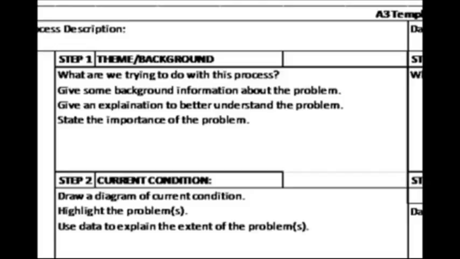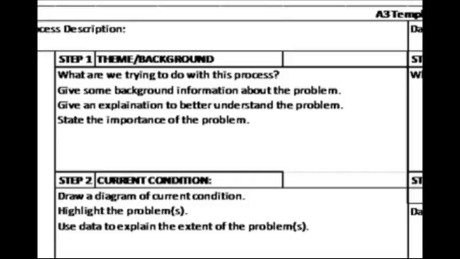And then give an explanation so that people can understand the problem better. They get an idea of what you're talking about, and they can put it into context within the organization. And then you need to state the importance of the problem. Is it really serious because it's a safety issue and somebody could get hurt if it doesn't get fixed?